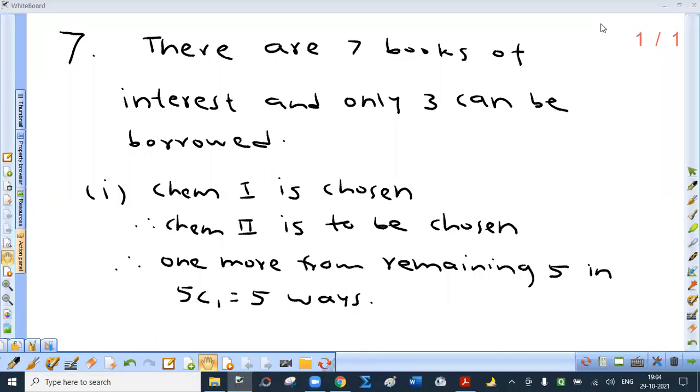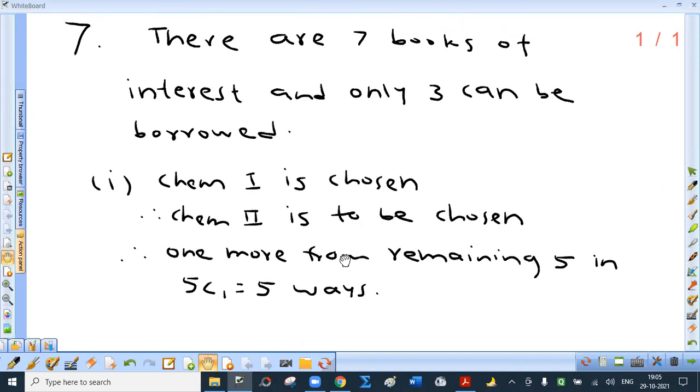7th, a student finds 7 books of his interest but can borrow only 3 books. He wants to borrow chemistry part 2 book only if chemistry part 1 can also be borrowed. Find the number of ways he can choose 3 books that he wants to borrow. Okay. There are 7 books of interest and only 3 can be borrowed. Suppose chemistry 1 book is selected, then chemistry 2 book can also be selected or is to be chosen. In all, 3 are to be selected. So third is to be selected from remaining 5. In how many ways? 5C1 equal to 5 ways.